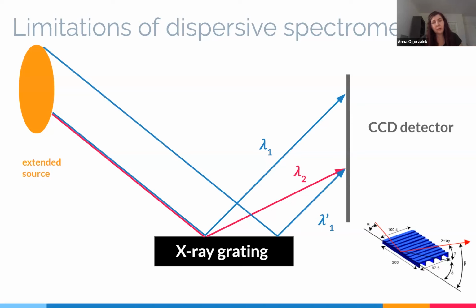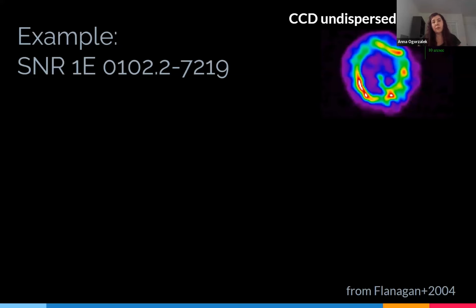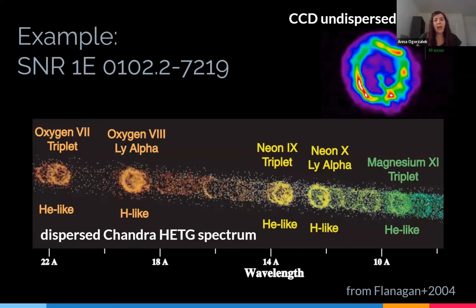Let me illustrate this with some examples. Here we have a Chandra CCD image of a supernova remnant. But when dispersed, basically every emission line emitted by this supernova remnant creates its own image of the supernova, and these images overlap. So we can no longer precisely tell the photon wavelength based on its location, because it's either the location on the sky or the wavelength.